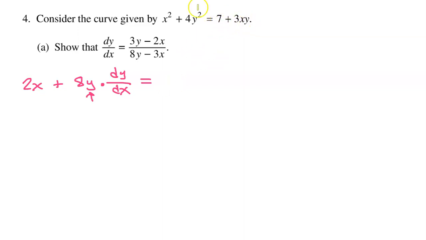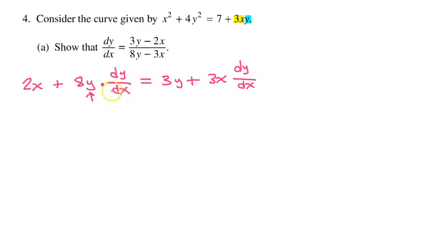And now we're going to use the product rule on this term. So I will look at it as 3x times y. I'm going to first take the derivative of 3x, which is just 3. And then I'm going to leave the second factor alone, so I have 3y plus. Now I'm going to go through again. This time I'm going to leave the first factor alone, so I have 3x, but I'm going to multiply by the derivative of the second factor, which is dy/dx.